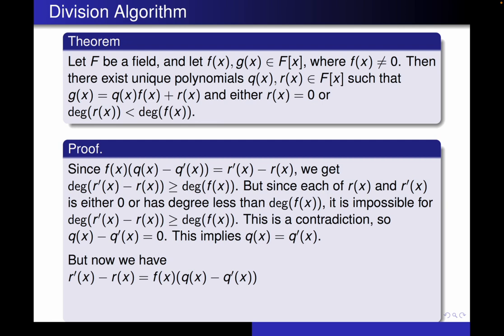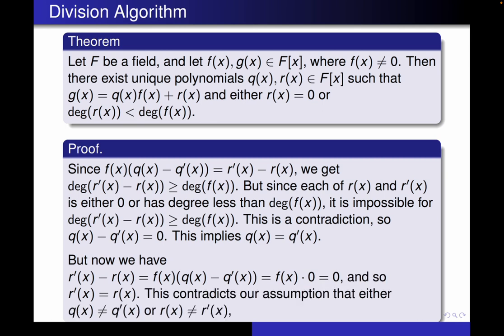But now we're in great shape to figure out the relationship between r prime of x and r of x, because when we subtract those two, we get f of x times the quantity q of x minus q prime of x. Since q of x is equal to q prime of x, that means we get f of x times 0, which is the 0 polynomial. And that means that r prime of x equals r of x. And that contradicts our assumption that one or the other are not equal. And that completes our proof.